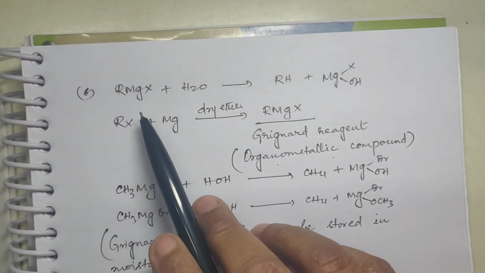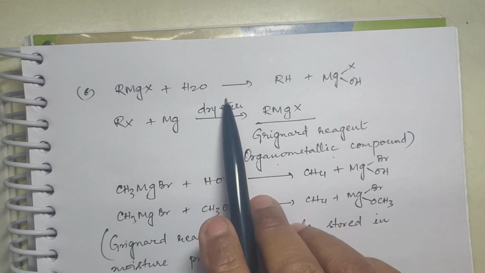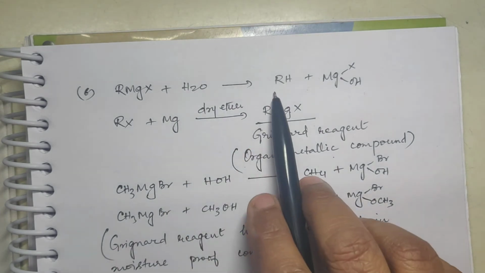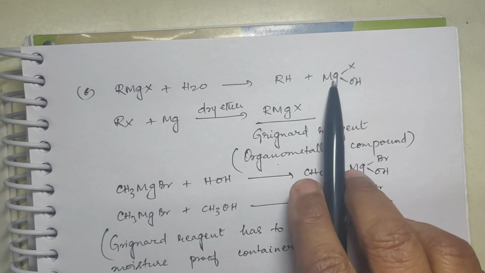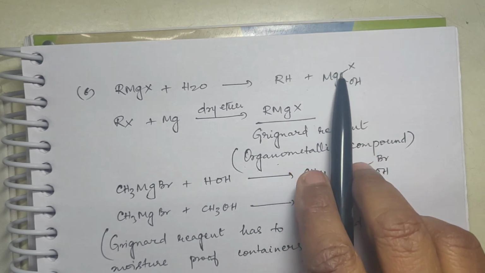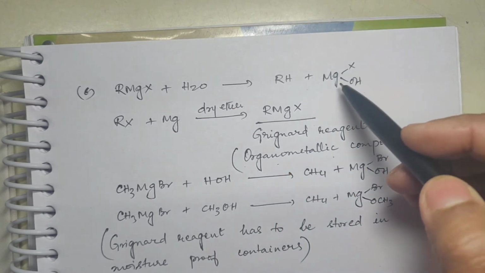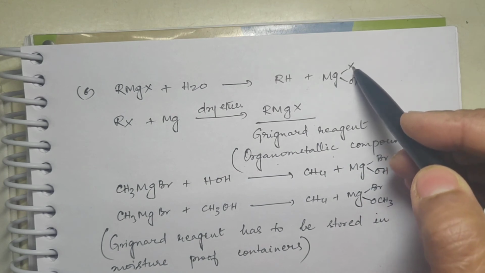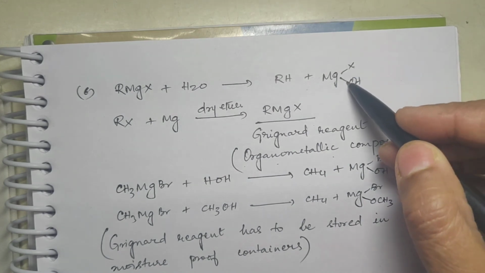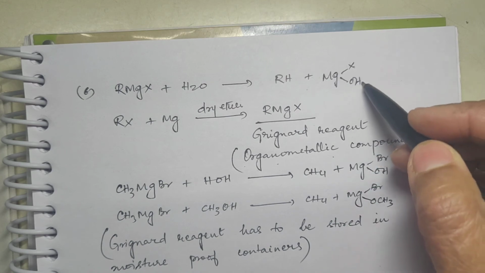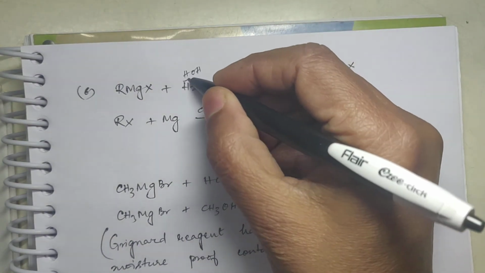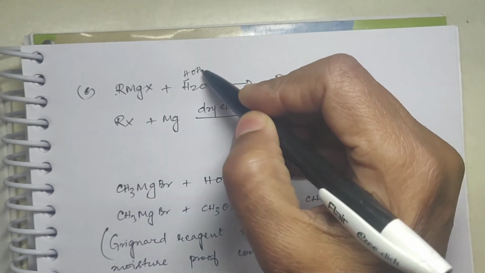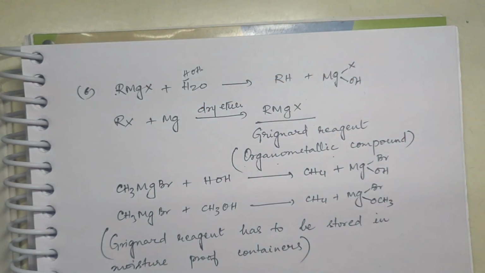Now when this Grignard reagent is hydrolyzed, when it is treated with water, you will get the corresponding alkane and MgXOH. You know very well, Mg is divalent. One valency is satisfied by halogen atom and the other valency is satisfied by OH group from water. This is HOH. Now H will go with R and OH will go with Mg.